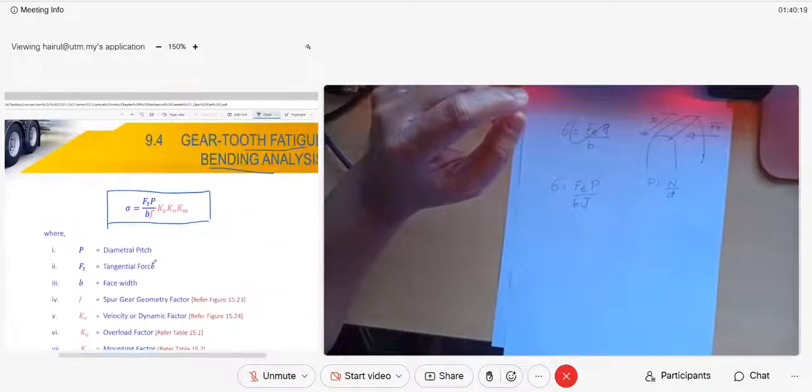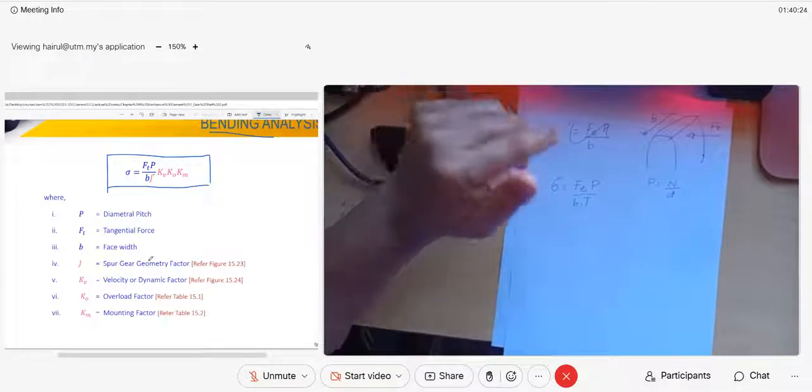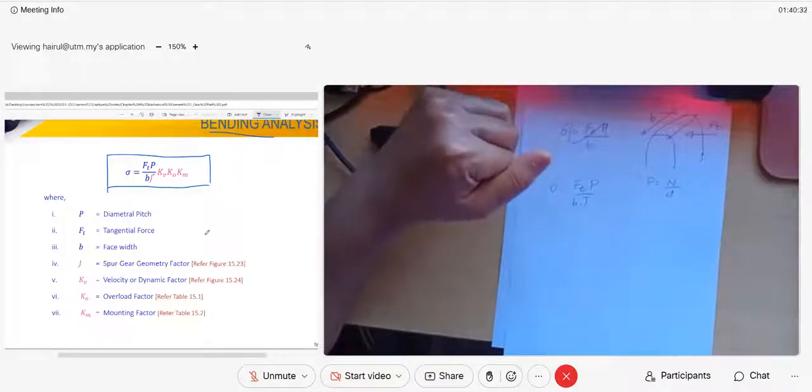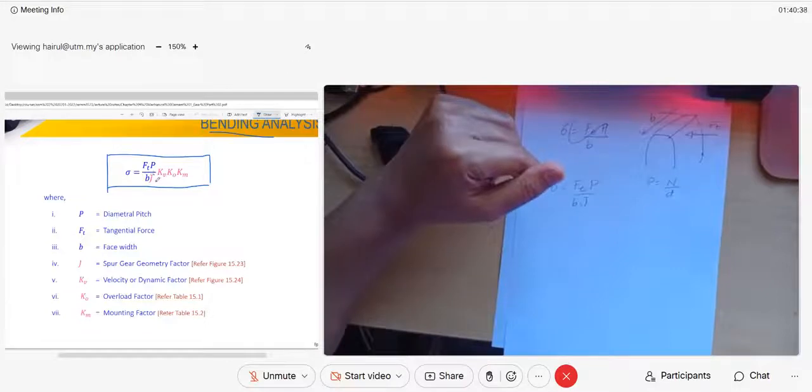Okay, J is for spur gear. This has been explained; if you look at my YouTube video, I already explained it. J will be the spur gear geometry factor. To calculate bending stress, you know your F tangent, you know your diametral pitch, you know your face width, which is always given. First you calculate your J.